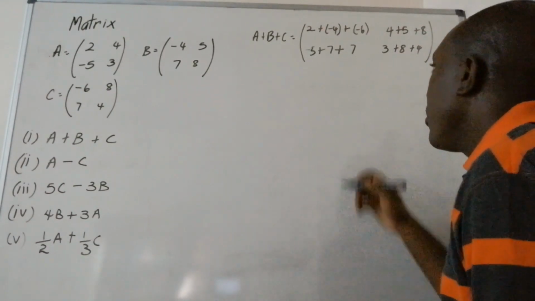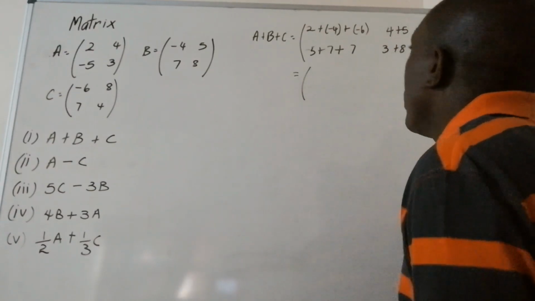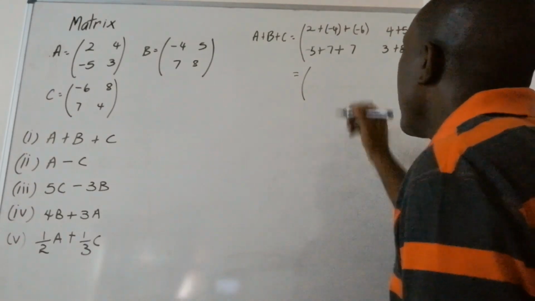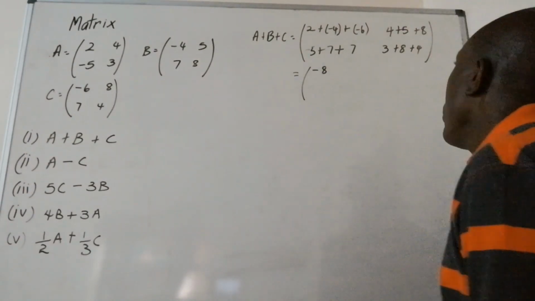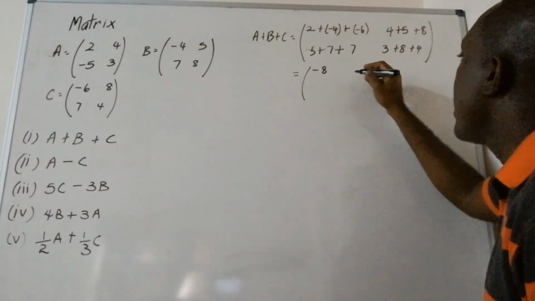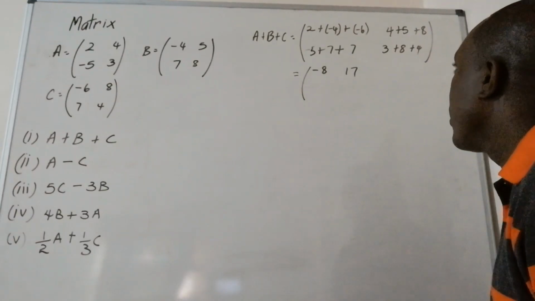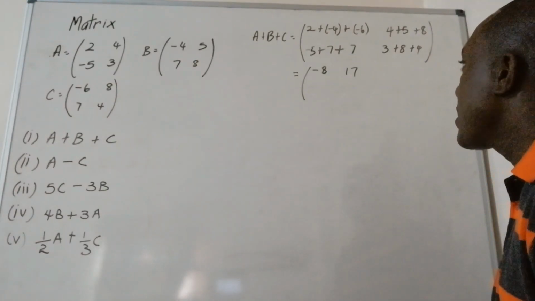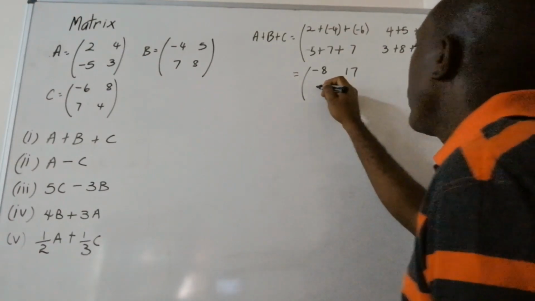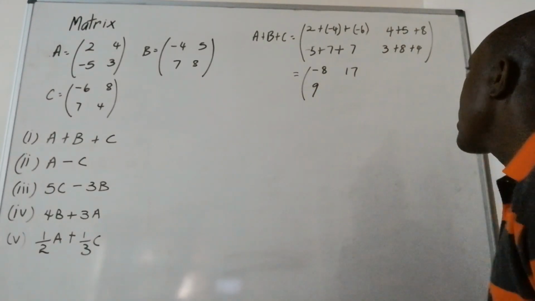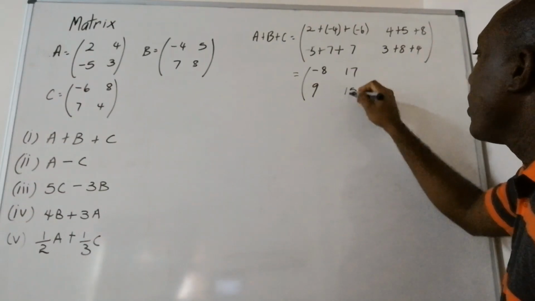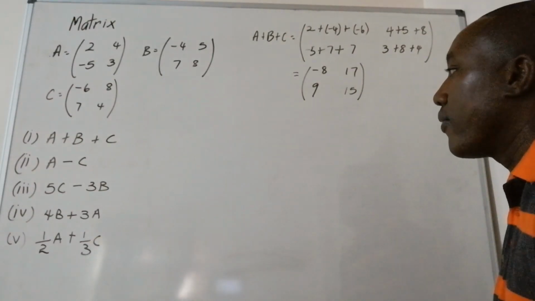Alright, and we add them together. 2 plus negative 4 plus negative 6 will give us negative 8. 4 plus 5 is 9, plus 8, which will give us 17. Negative 5 plus 7 will give us 2, and 2 plus 7 will give us 9. And 3 plus 8 is 11, and 11 plus 4 is 15. So we have our answer there.